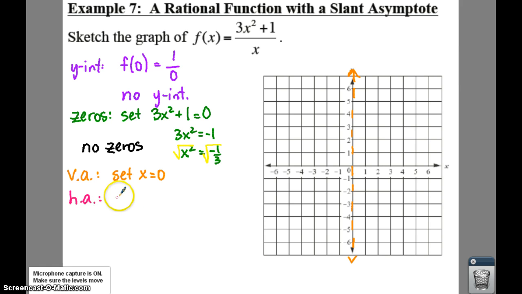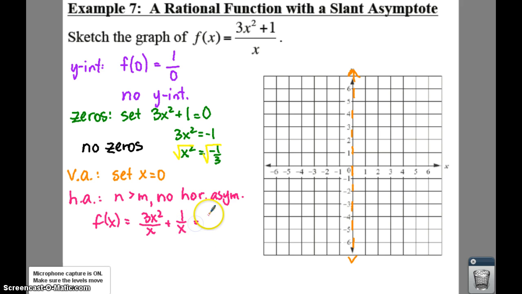Horizontal asymptote. Well, n is greater than m, so there's no horizontal asymptote. So that must mean that we have a slant asymptote. The way to find your slant asymptote is to take 3x squared plus 1 over x. And if we simplify this, this just gives us a 3x plus a 1 over x. In this case, your 1 over x is your remainder.